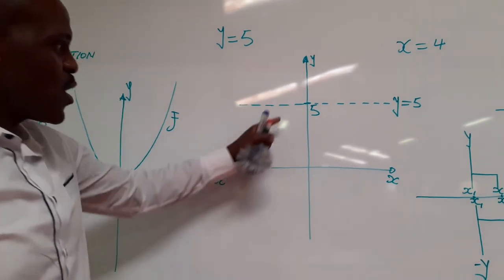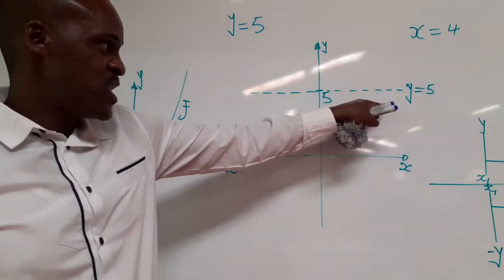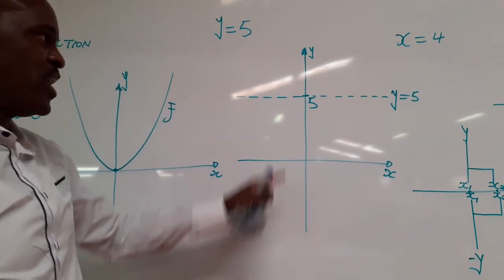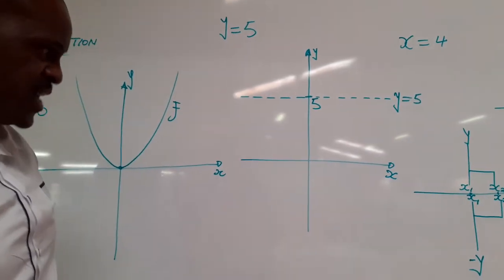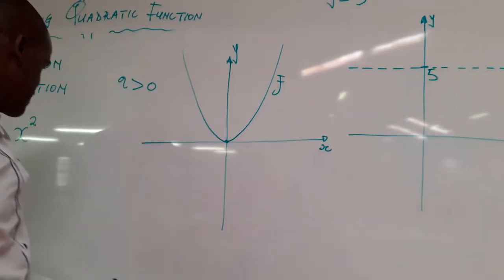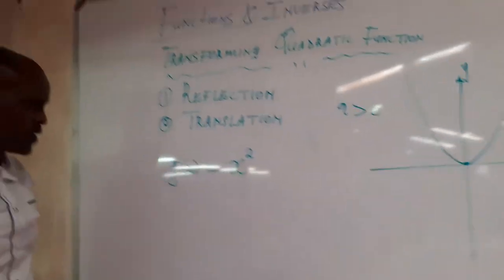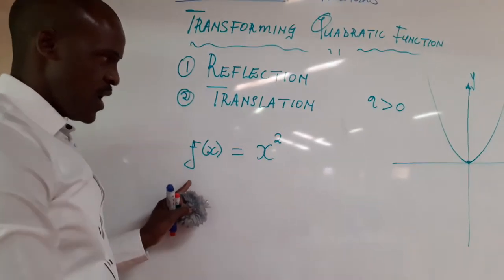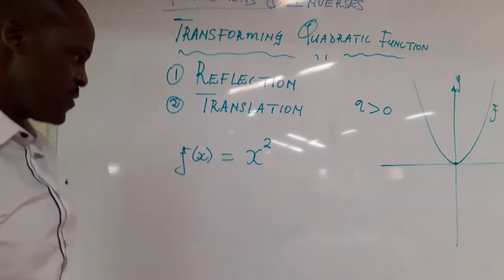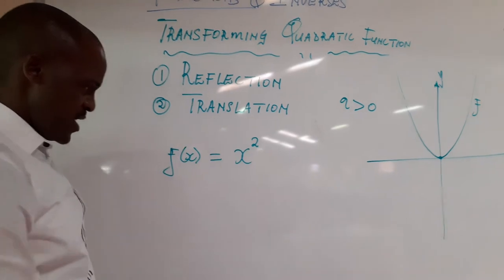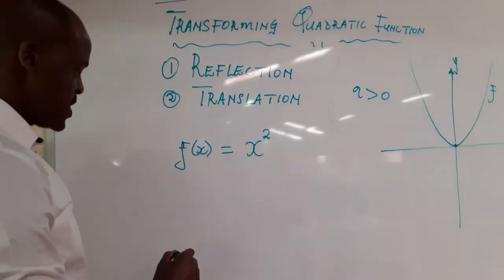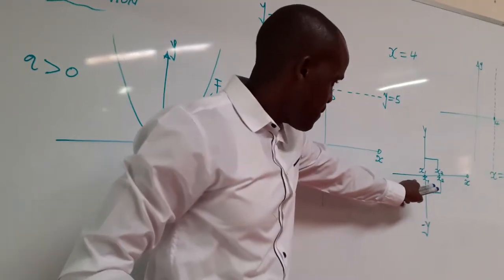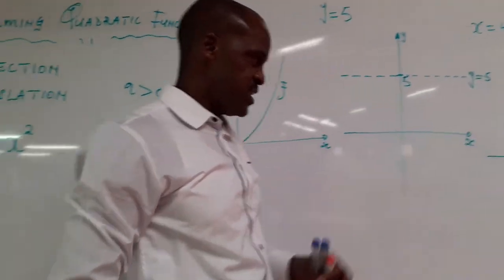In other words, if you are to reflect about y is equal to 5, the value of y will be affected. You will have to multiply y by negative. Right, let's come back to this one. Let us reflect this graph about the x-axis. If you are to reflect this about the x-axis, in other words, you are to multiply y by negative.